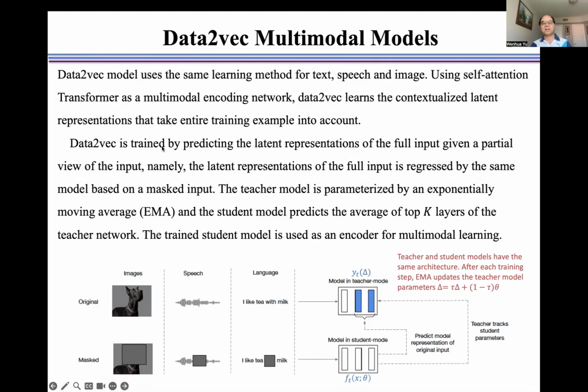Data2vec is trained by predicting the latent representations of the full input, given a partial view of the input. Namely, the latent representations of the full input are regressed by the same model based on masked input. The teacher model is parameterized by the exponentially moving average, and the student model predicts the average of the top K layers of the teacher network. The trained student model is used as an encoder for multimodal learning.